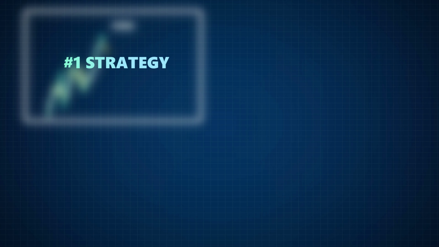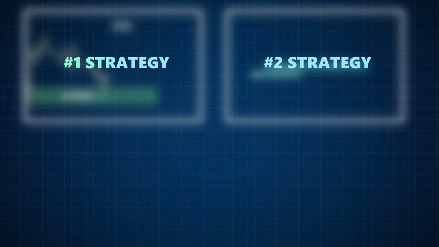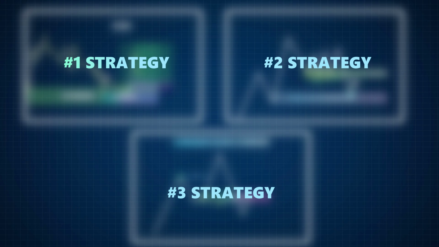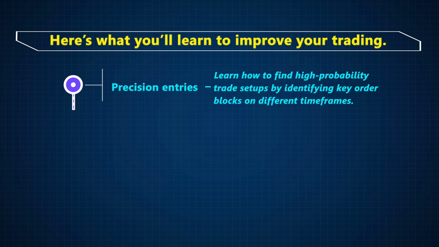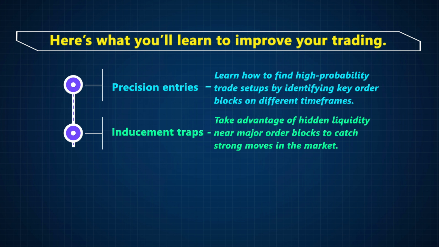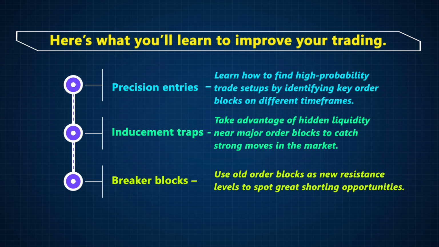That's why today, I'm breaking it all down and giving you 3 advanced order block strategies that could completely change the way you trade. Here's what you'll learn to improve your trading. Precision entries. Learn how to find high probability trade setups by identifying key order blocks on different time frames. Inducement traps. Take advantage of hidden liquidity near major order blocks to catch strong moves in the market. Breaker blocks. Use old order blocks as new resistance levels to spot great shorting opportunities.